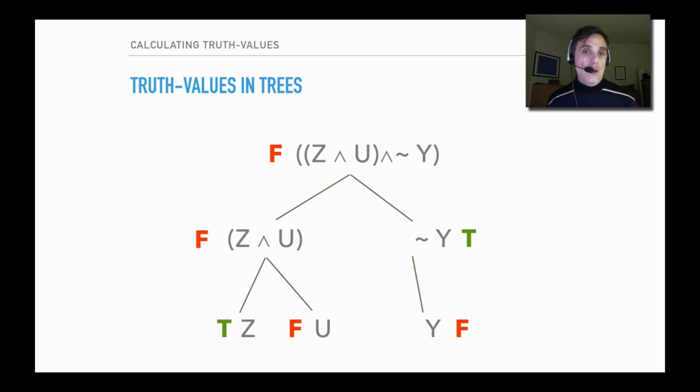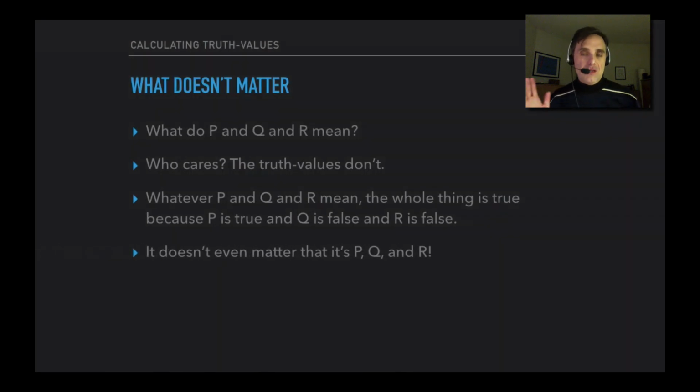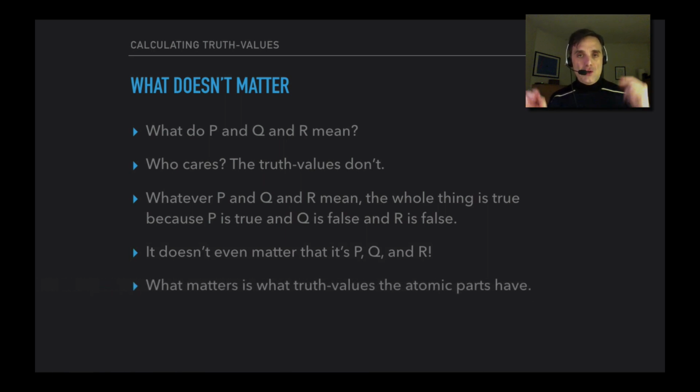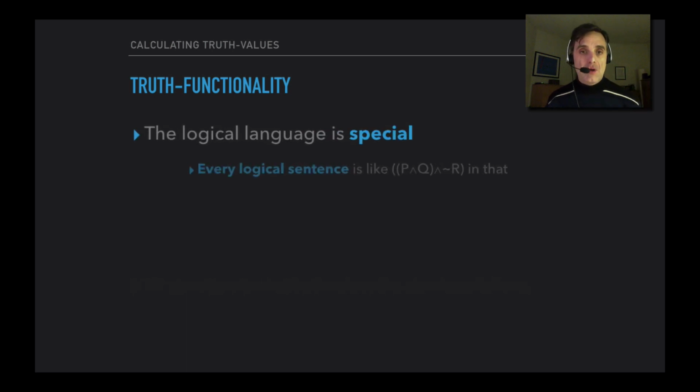Okay, so this shows us some more things that don't matter. Not only does it not matter what P, Q, and R mean, it doesn't even matter that it's P, Q, and R. All that matters is the truth values of the atomic parts, how the tree is put together, and our definitions for negation and conjunction. Okay, so the logical language is special in this way.